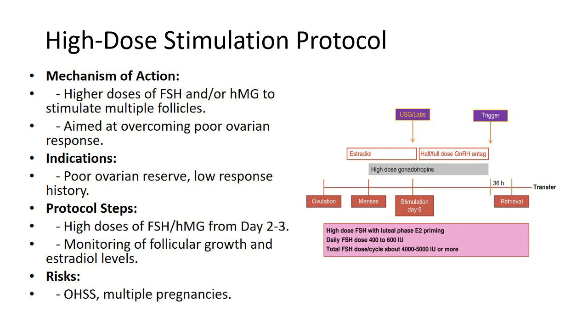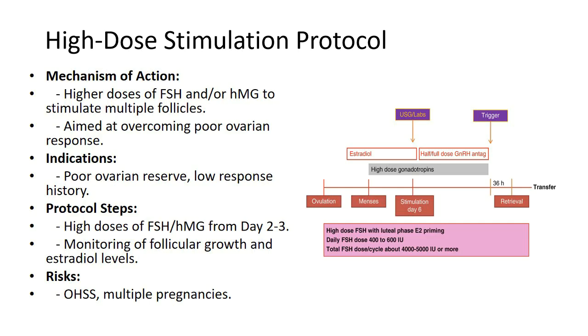3. High-dose stimulation protocol. This protocol is used for poor responders or women with low ovarian reserve, often based on age or previous poor ovarian response. Mechanism of action: high doses of FSH and/or HMG are used to stimulate multiple follicles to mature. This protocol is designed to overcome poor ovarian response by using high doses of gonadotropins to stimulate the ovaries more aggressively.